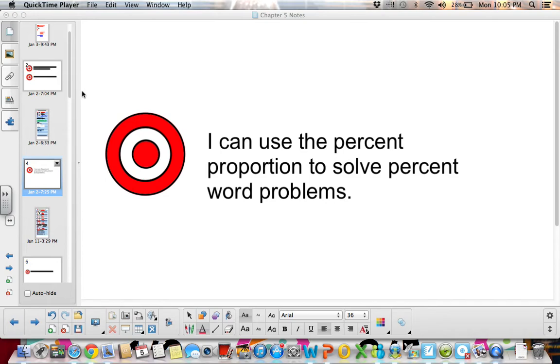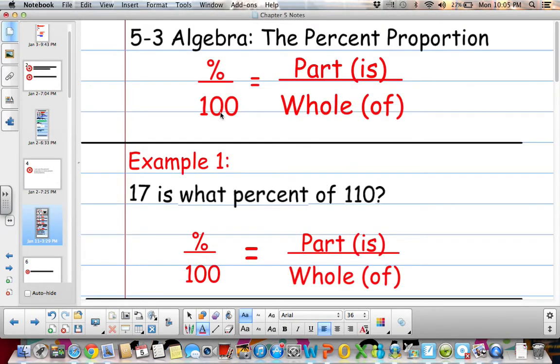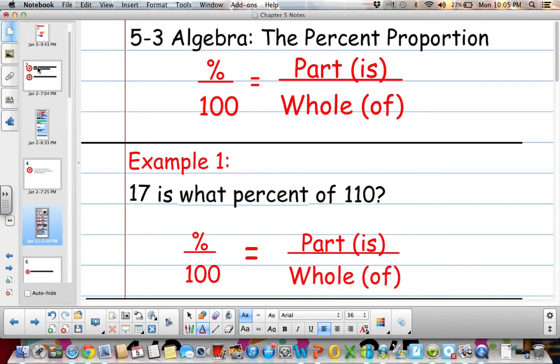Hi, 7th graders. We're on lesson 5-3, which starts on page 263 in your textbook. Our learning target is: I can use the percent proportion to solve percent word problems. So we are going to be learning about and talking about the percent proportion.